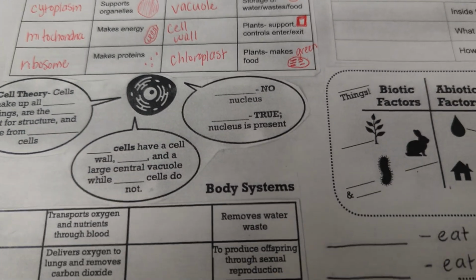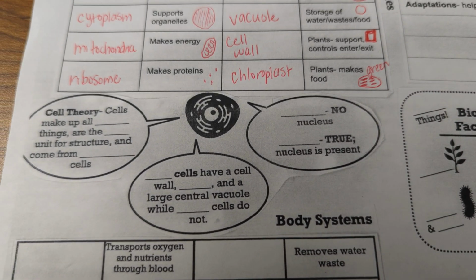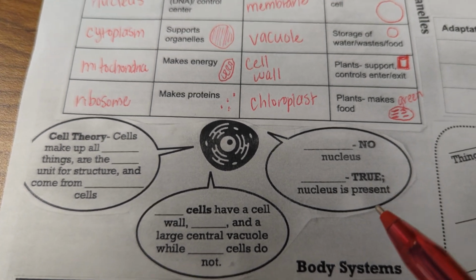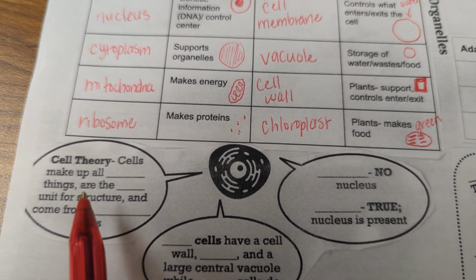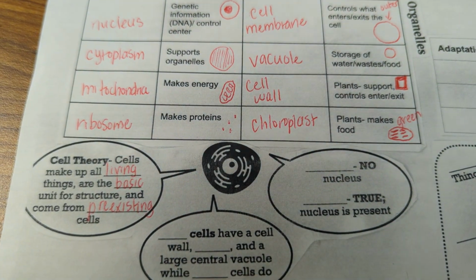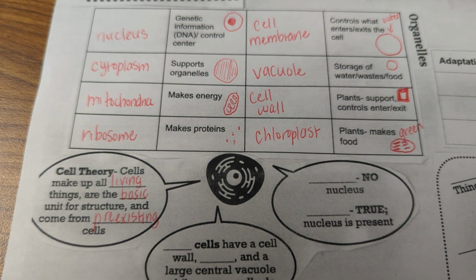Cell theory is something that you guys learned about in 6th grade, I believe. So cell theory, there's 3 parts. Cells make up all living things. They are the basic unit for structure, and they come from pre-existing cells.